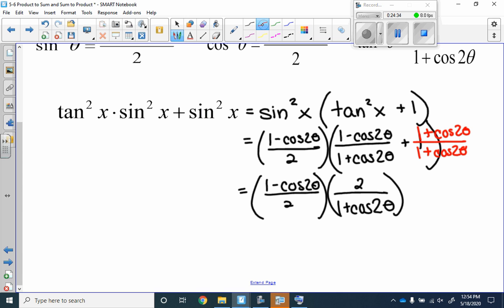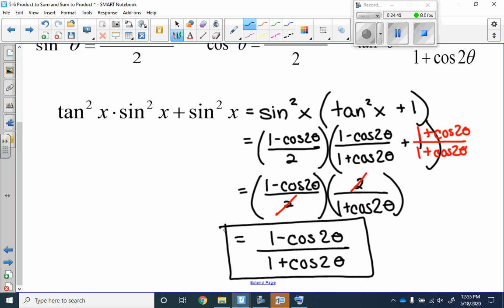And now when I go ahead and do some multiplying, these 2's will cancel. That gives me 1 minus cosine 2 theta divided by 1 plus cosine 2 theta. Now, by all means, these are not necessarily going to be simplified. It would make it easier to solve later on, but they will not necessarily be simplified.